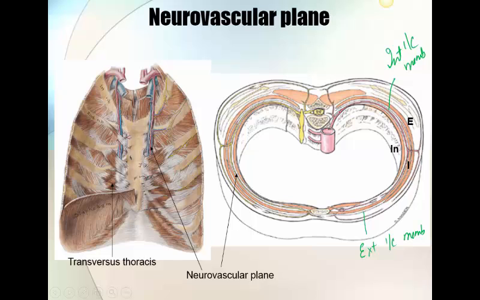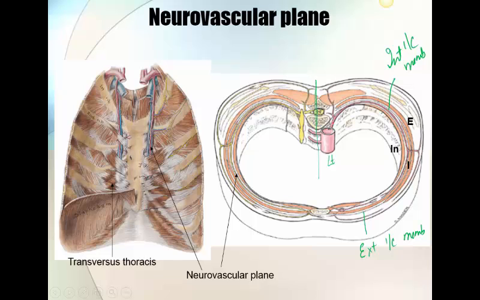Posteriorly, it is replaced here somewhere by subcostals, and anteriorly, it's replaced by the transversus thoracis muscle. The neurovascular plane is always between layers 2 and 3. So up here you can see the aorta. Also notice the position of the aorta. If we take this as the midline up here, the aorta lies to the left of the midline.